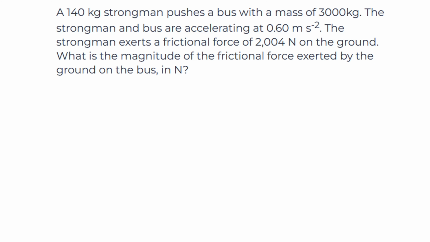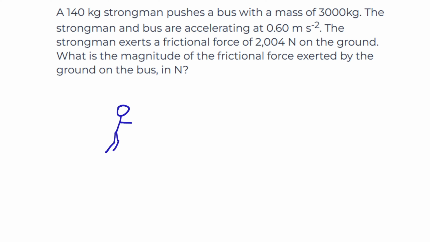Question 7. A 140 kilogram strongman pushes a bus with a mass of 3,000 kilograms. The strongman and bus are accelerating at 0.60 meters per second squared. The strongman exerts a frictional force of 2004 newtons on the ground. What is the magnitude of the frictional force exerted by the ground on the bus in newtons?